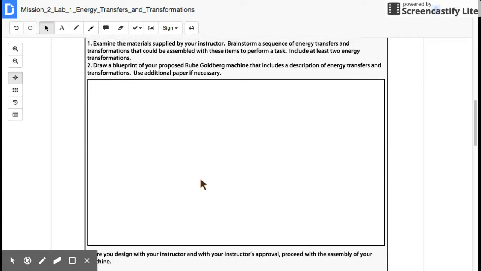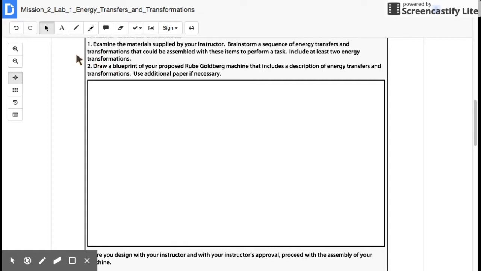Now, what you're going to do is just what the instructions say. I'm going to supply you with some materials. You're going to brainstorm a sequence of energy transfers and transformations that could be assembled with these items to perform a task. Please include at least 2 energy transformations. They're the more difficult, so like chemical energy into electrical, etc. You're going to draw a blueprint of your Rube Goldberg machine and include a description of energy transfers and transformations.